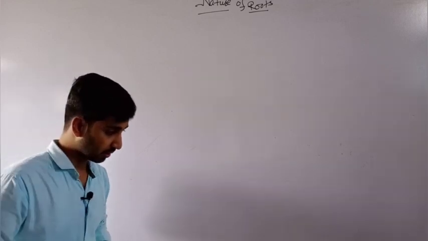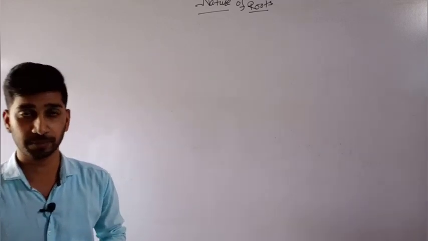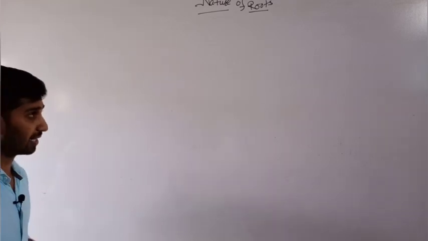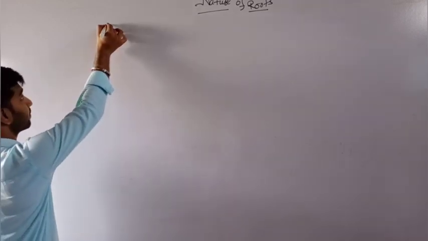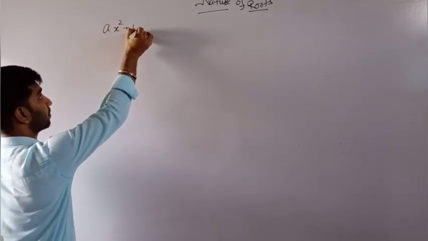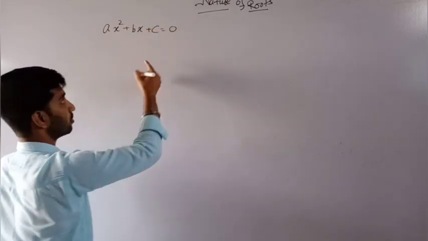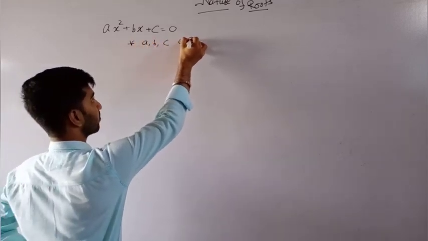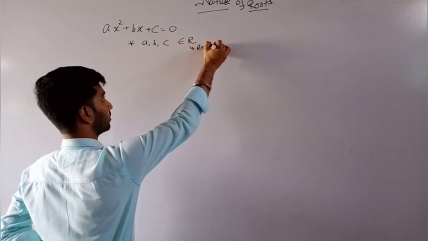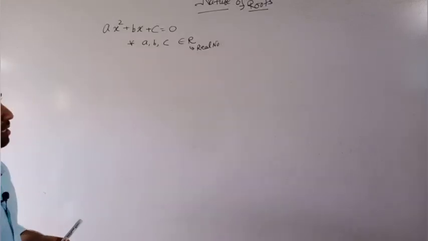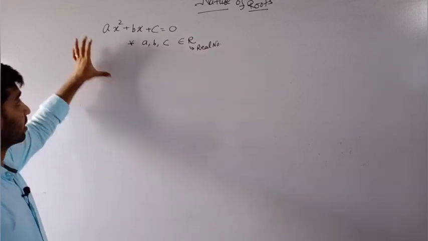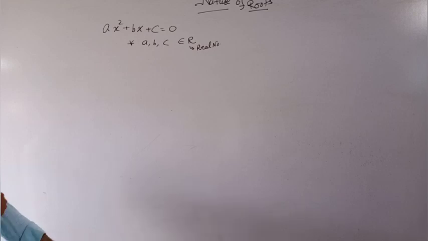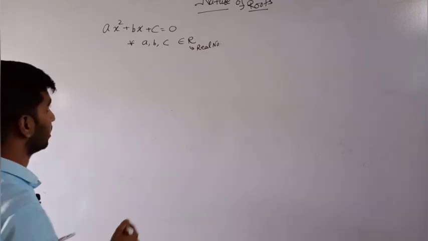Today we will discuss a topic: nature of roots of a quadratic equation. Let's start with ax square plus bx plus c is equal to 0, where a, b, c belong to real numbers. It is the general form of a quadratic equation.